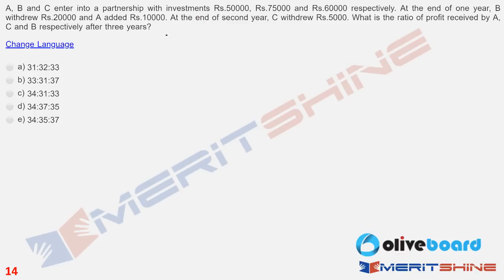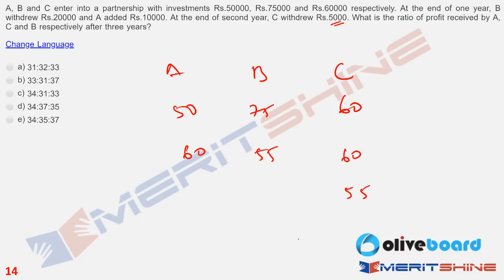What is there? A, B, C are entering into the investment. This is 50K, this is 75, this is 60K, right? At the end of the 1 year, B withdrew 20. So B now, in the second year, is left with 55, right? A added, so he is now at 60. At the end of the second year, C withdrew 5. So in the third year, basically, he is having 55. In this year, he was having 60, right?